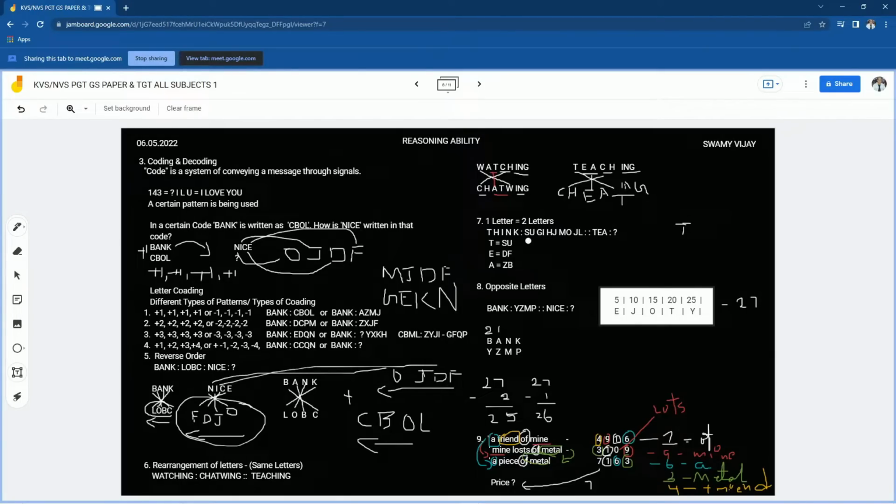Yes, sir. SU. Now how have they arranged this SU? One letter before T, one letter after T. Is it correct? Yes, yes. Before and after, yes, sir.